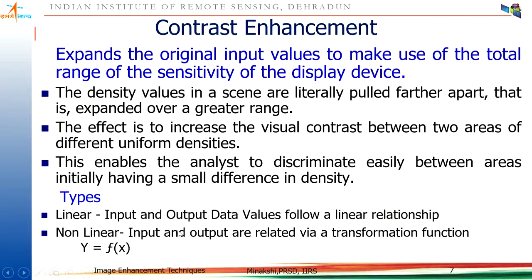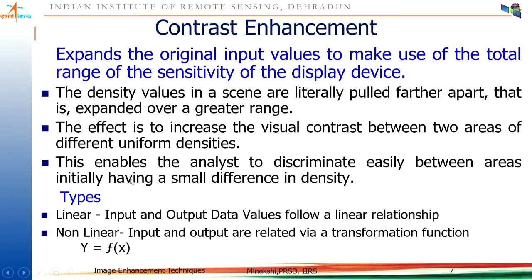So density values are pulled apart, fitted between 0 to 255, and it increases the contrast between two areas having nearly similar reflectances. Right? So we are able to discriminate the areas having small differences in DN value. Contrast enhancement has two types. The previous one which we did was linear. Right? Linear.